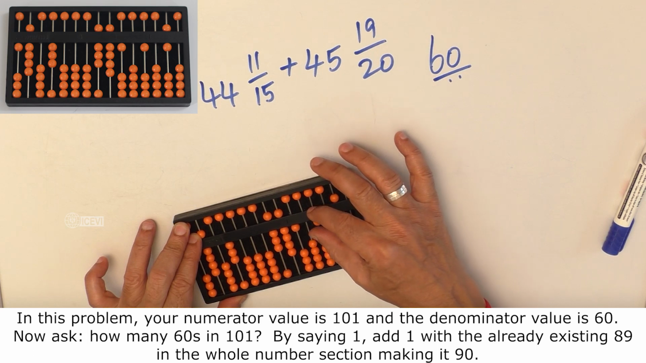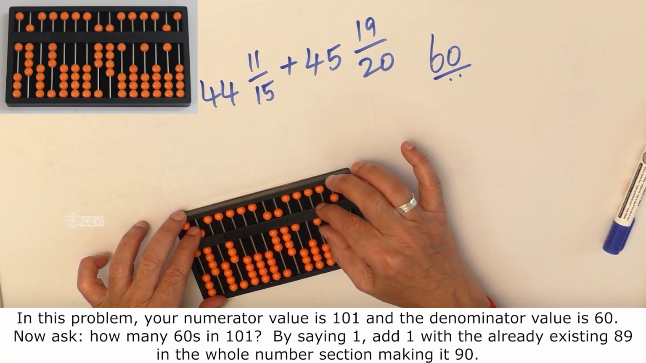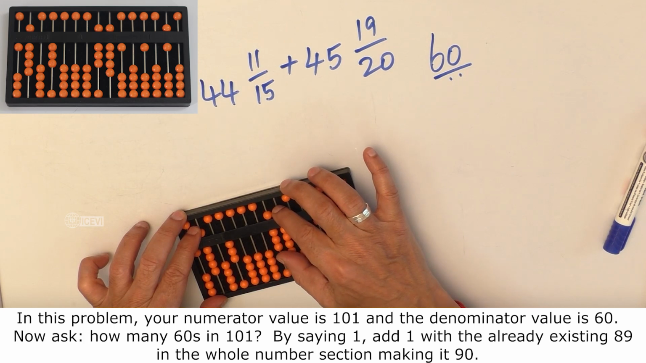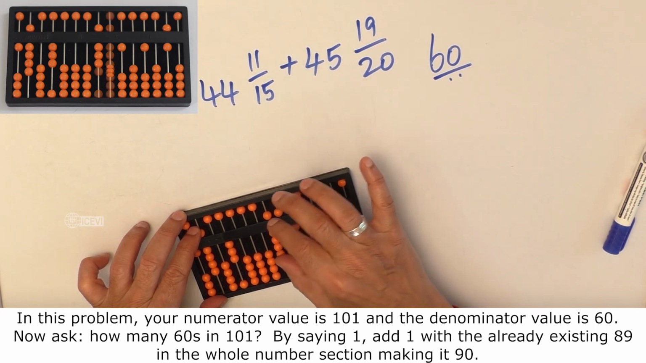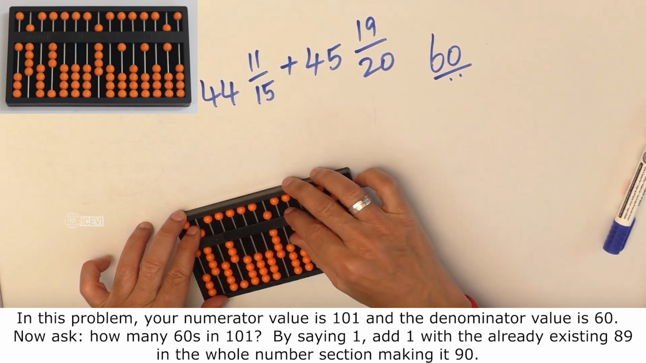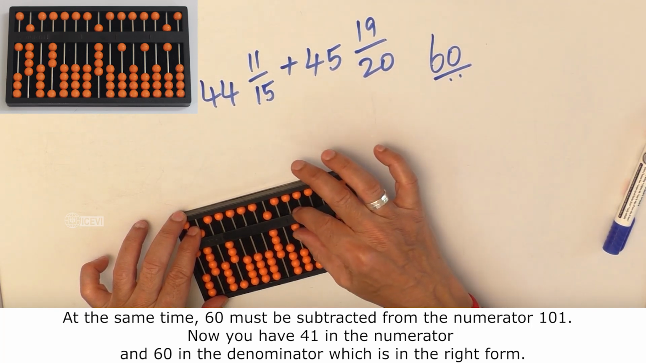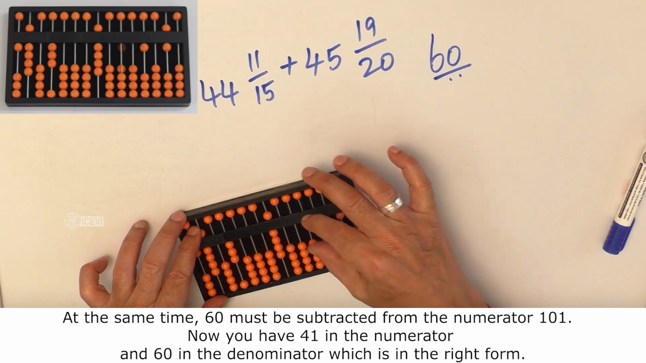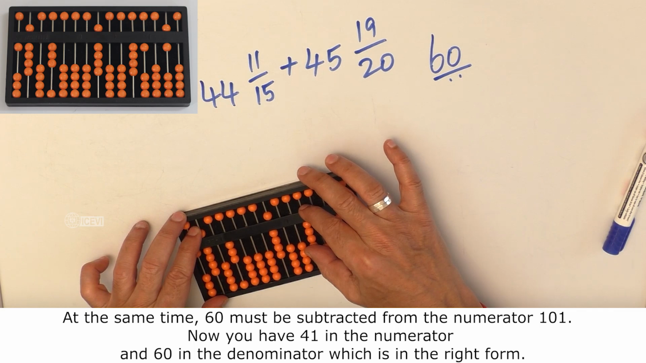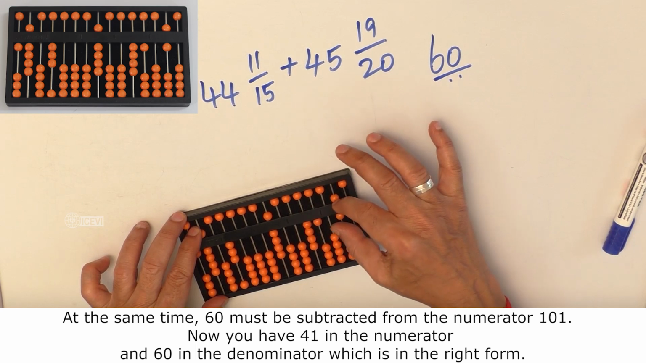Now ask, how many 60s in 101? By saying 1, add 1 with the already existing 89 in the whole number section, thus making it 90. At the same time, 60 must be subtracted from 101. Now you have 41 in the numerator section and 60 in the denominator section, which is in the right form.